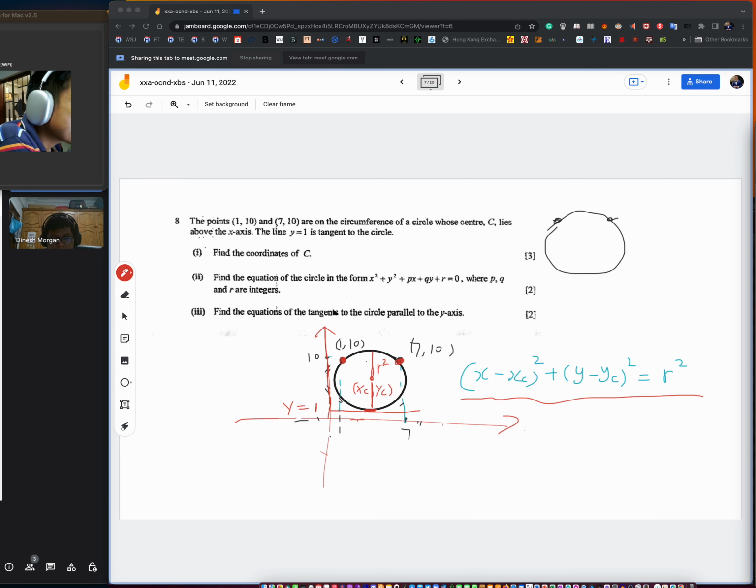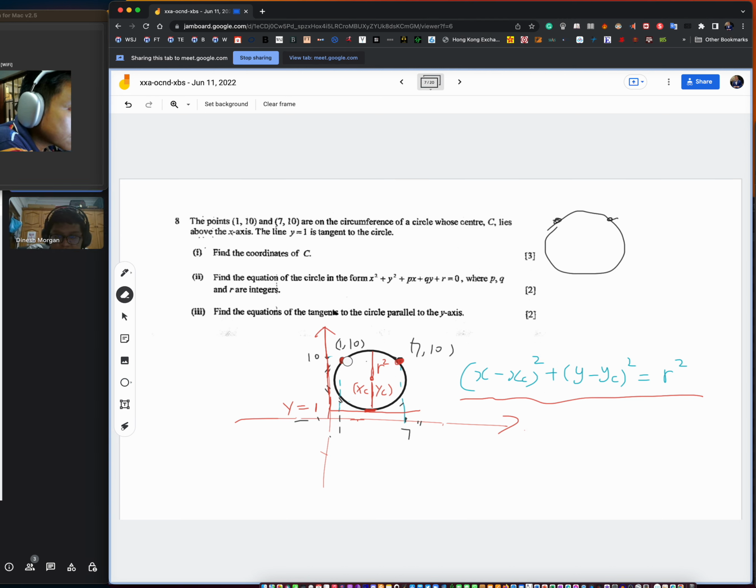Can you use the midpoint? Meaning this one. Hey, why did I erase it? Sorry. This one. The midpoint will give you this point, right? That will give you the xc, right?